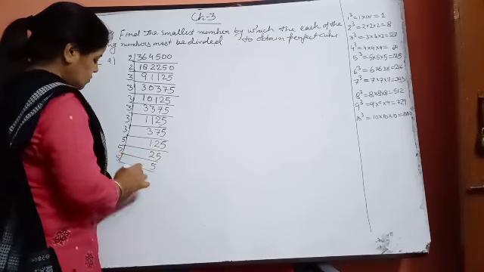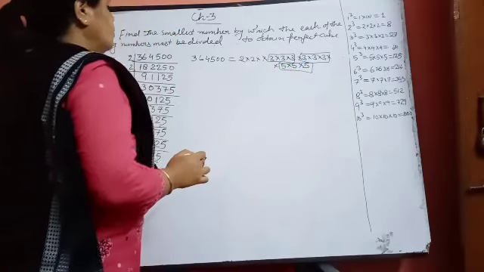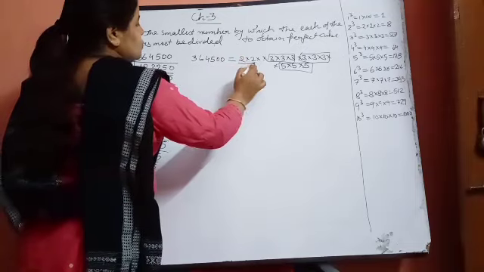You can see 36450 is equal to 2 into 2, into 3 into 3 into 3 into 3 into 3 into 3, into 5 into 5 into 5. If I make a group of 3 factors, I am getting these numbers in a group of 3. It is correct. But we don't require these 2 into 2.